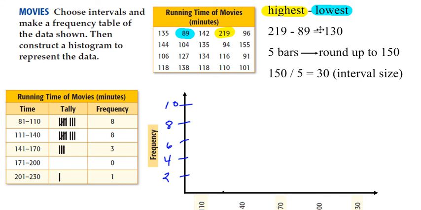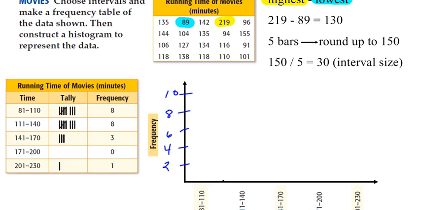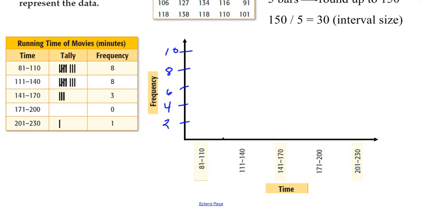This range right here is a minimum range. We want the number to be actually bigger than that. So I want a number bigger than 130 that 5 will divide into evenly. I round it up to 150, which gives us an interval size of 30. And if you actually subtract these intervals, that's what they use. They have an interval size of 30 for each of those. So that's the toughest part of making a histogram, finding those intervals.